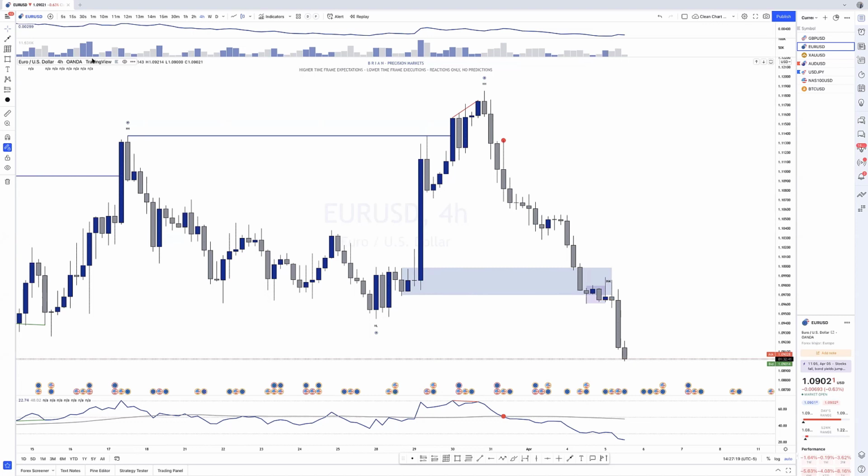Yeah, so I was thinking how this 4-hour will affect the 15-minute bias. Will it go up here, for example, to take orders, or will it just range again?